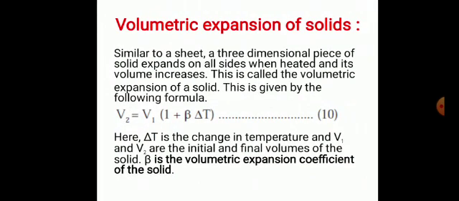Volumetric expansion of solids. Similar to a sheet, a three-dimensional piece of solid expands on all sides when heated and its volume increases. This is called volumetric expansion of solid, and this is given by the following formula. V2 is equal to V1 multiplied by 1 plus beta delta T. Here delta T is the change in temperature, V1 and V2 are the initial and final volumes of the solid. Beta is the volumetric expansion coefficient of solid.